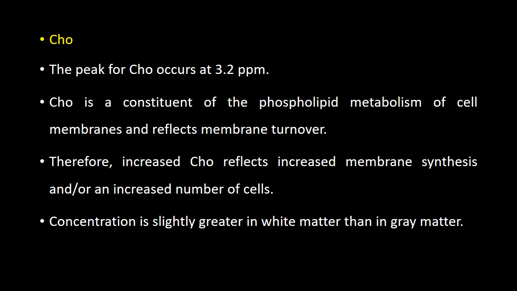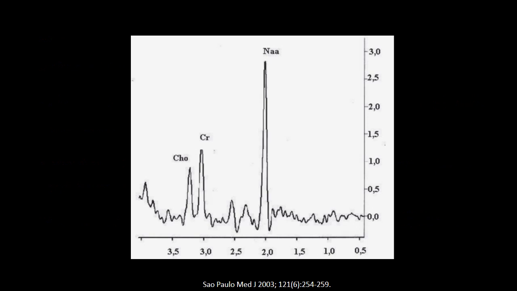Choline resonates at 3.2 ppm. It is a constituent of phospholipid metabolism of cell membrane synthesis. Its concentration is increased wherever there is increased cell membrane synthesis or wherever there are large number of cells, for example tumors. Normally, its concentration is slightly higher in white matter as compared to the gray matter. So at 3.2 ppm, we get the peak of choline.